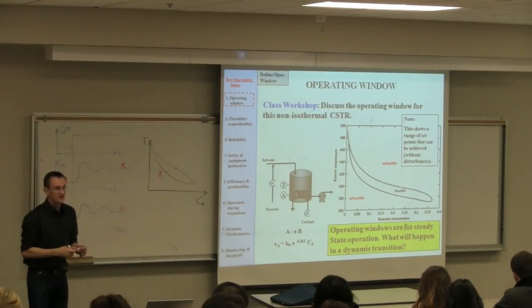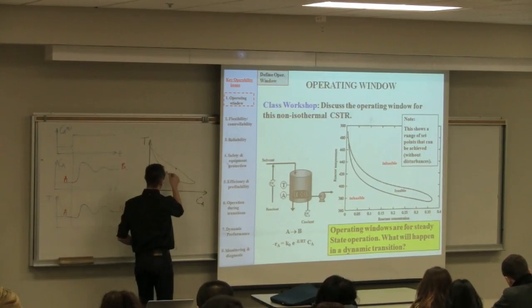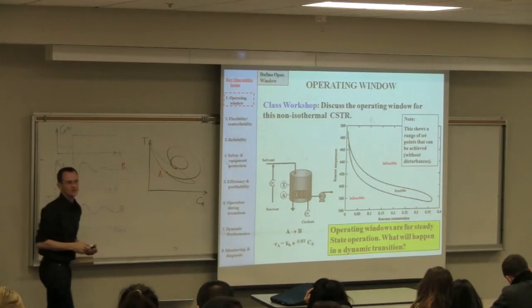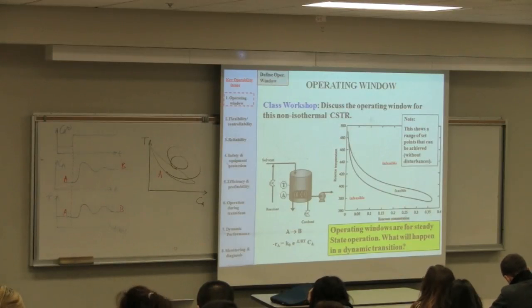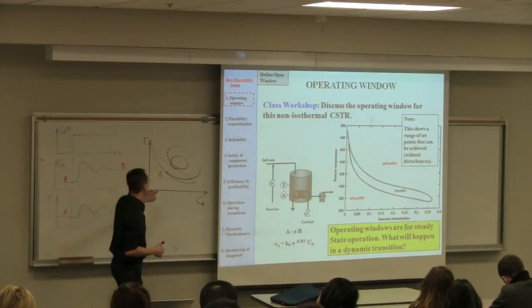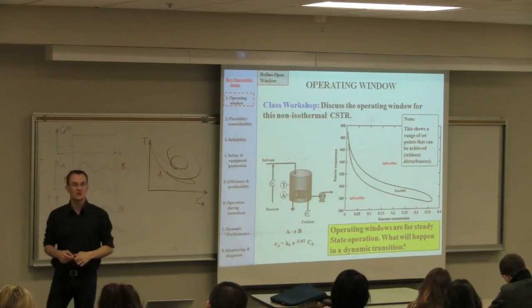But what we'll see is that during that transient period, we'll have something like this occur. Essentially, plot Ca versus temperature. For a period of time, you'll deviate out into the infeasible region, but then steady out back into the feasible. So we will see deviations in many cases outside our operating window, but they should be transient. And at steady state, we should be brought back in. We're hoping to operate within that operating window at steady state all the time.